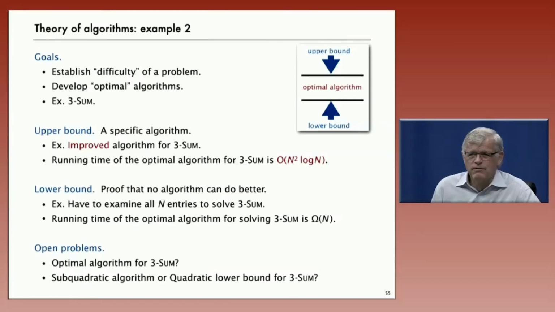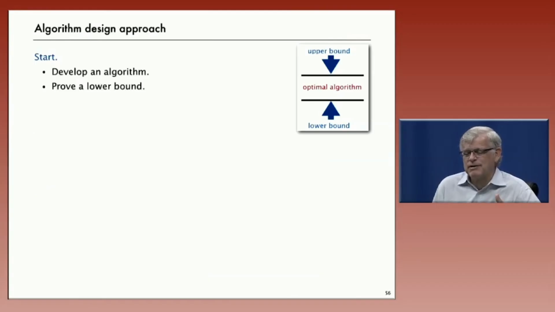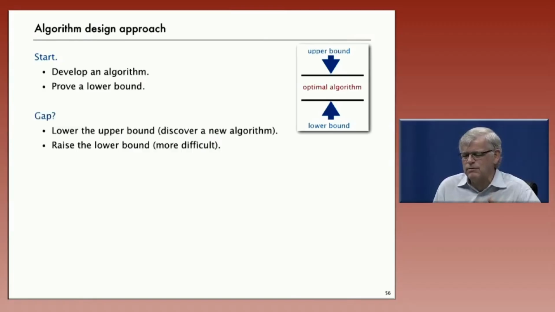Now, this point of view has been extremely successful in recent decades. We have a new problem, develop some algorithm, prove some lower bound. If there's a gap, we look for a new algorithm that will lower the upper bound, or we try to find a way to raise the lower bound.